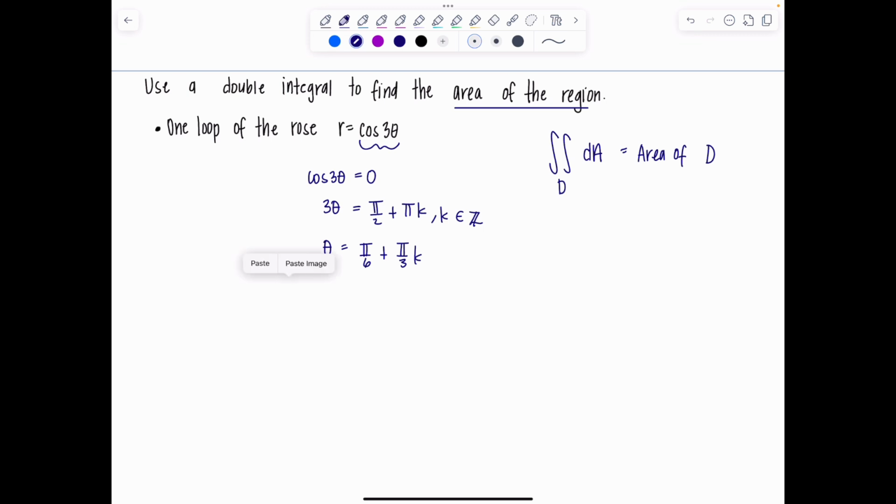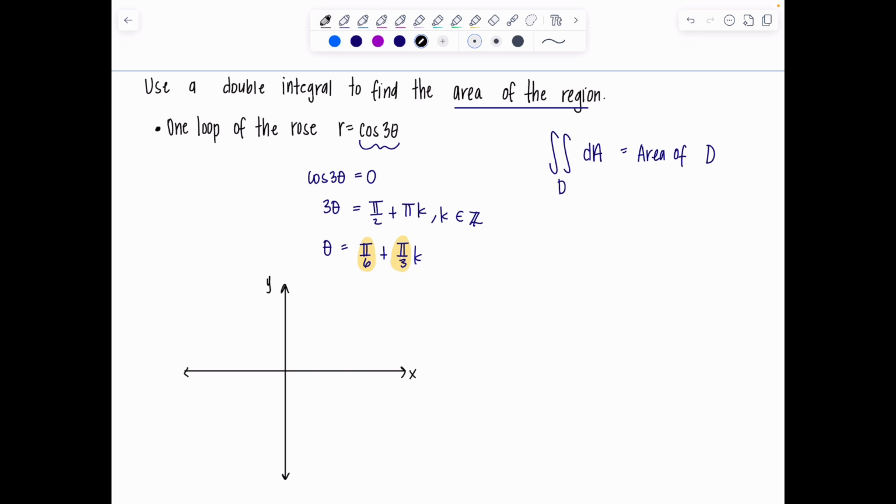All right, so this pi over 3 right here tells me every pi over 3 a petal is traced out. And we can start at pi over 6, and then another one will get traced out, pi over 3 added or subtracted from it. Okay, so I think the easiest thing to do, I'll draw one petal. Instead of doing pi over 6 plus pi over 3, I'm going to do pi over 6 minus pi over 3.